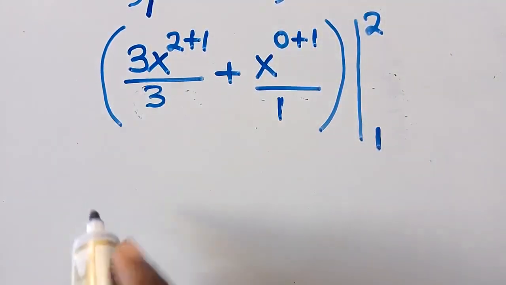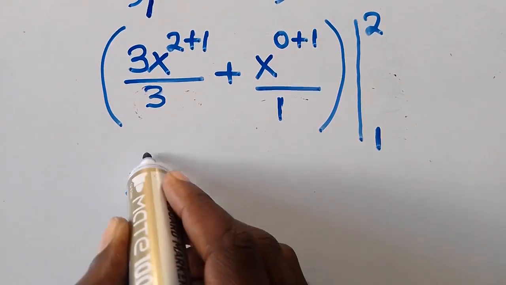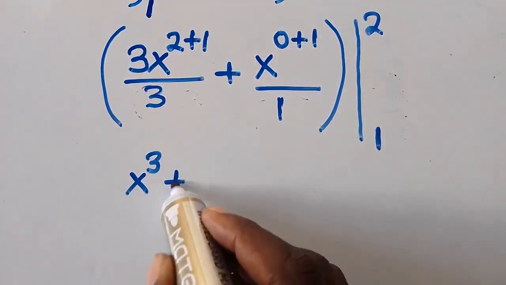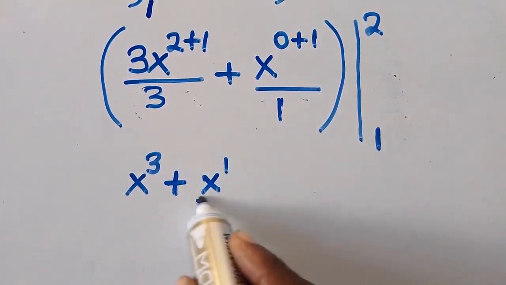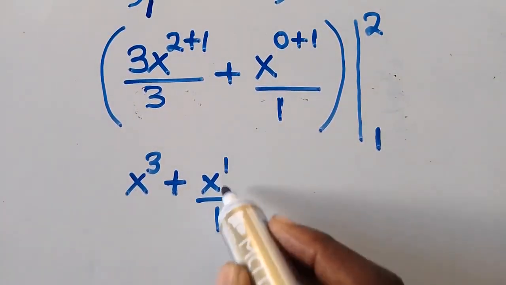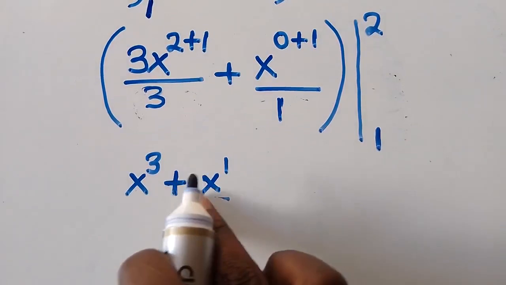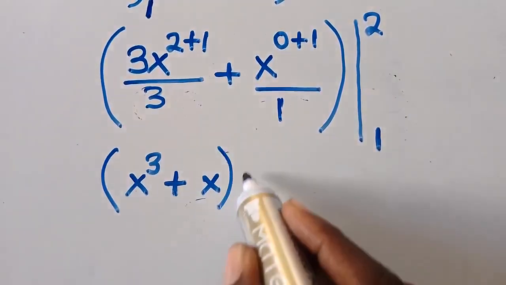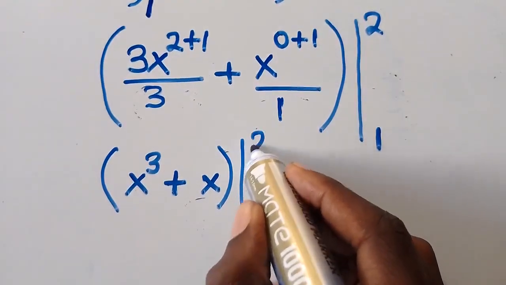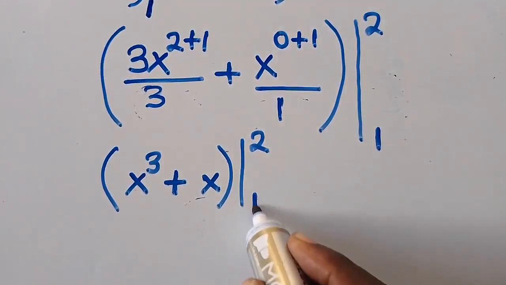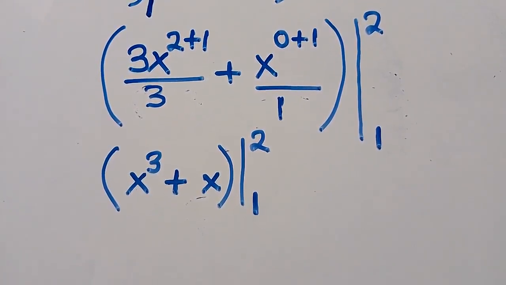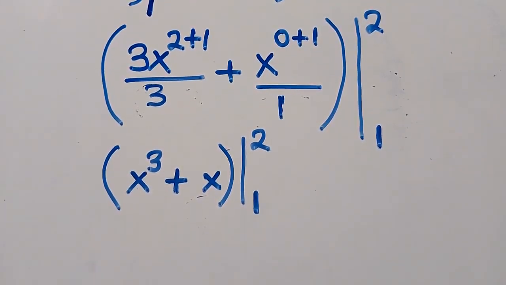So 3 and 3 will cancel out. You are going to have x to the power 3 plus, have you seen? You are going to have x power 1 over 1. So 1 we don't show. That's why we get to remove this like this. We just remain like this. Then you put those limits. Upper limit is 2. Lower limit is 1. This is what you are going to form. Have you seen what we formed?